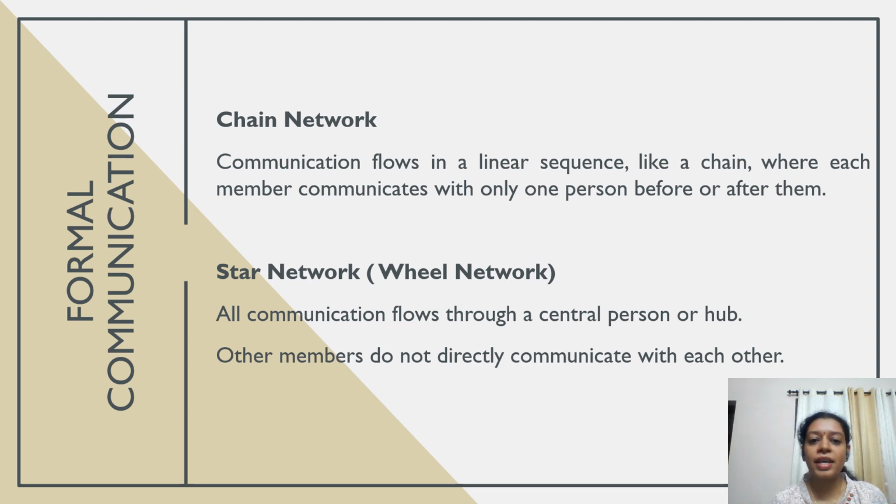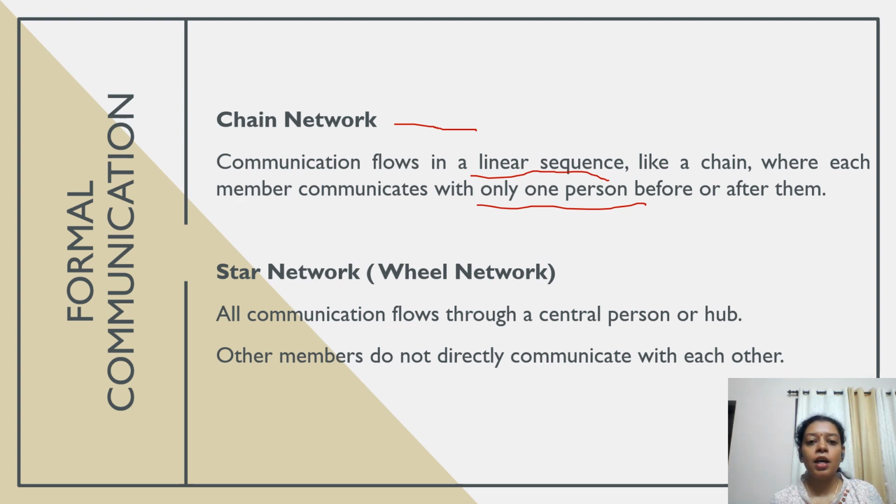The formal communication can be a chain network. So what does chain network mean? It's a communication flow in a linear sequence like a chain, where each member communicates with only one person before or after them. The information flows in a straight line, step by step. Example: in a school, the principal gives instruction to the HOD, who then informs the teachers, and they relay it to the students. So that is the chain network.